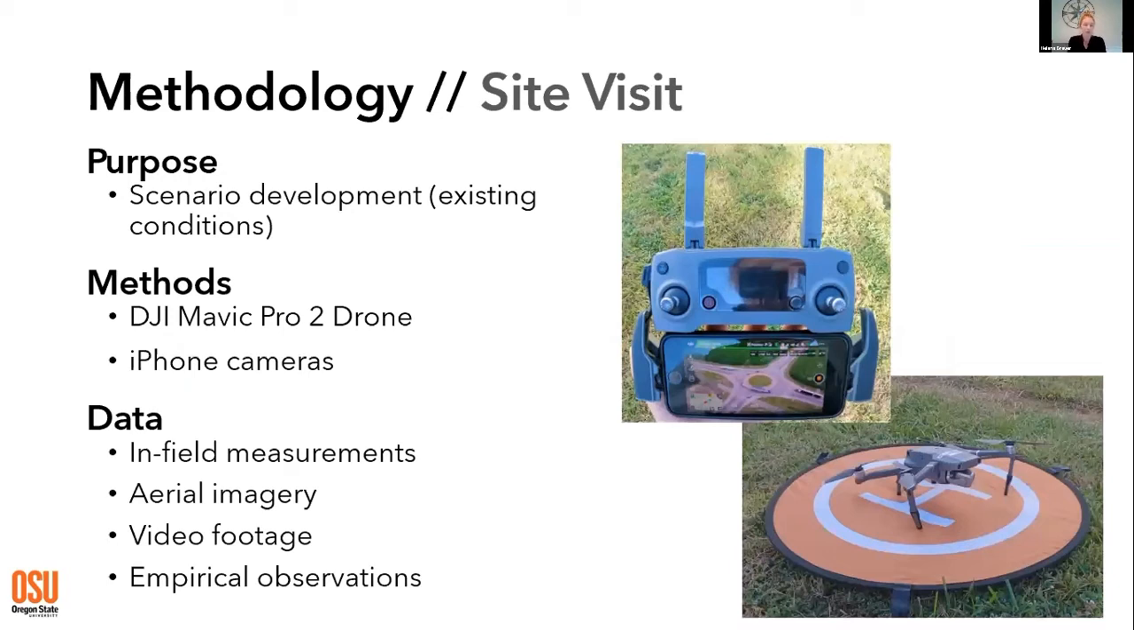The purpose of this was to help us develop the existing conditions in the simulator design software. We went out with a DJI Mavic Pro 2 drone, as pictured to the right, and iPhone cameras and measuring wheels to obtain data, measurements and aerial imagery, and also made empirical observations so we could accurately depict this in Blender, which is one of the design software programs that we use for the simulator.